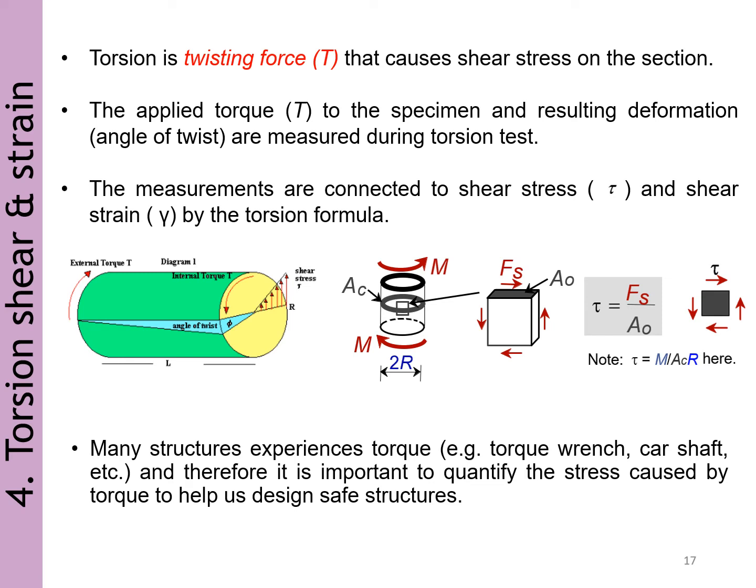The measurements are connected to the shear stress, denoted by tau, and the shear strain by the torsion formula. Torsional tests are normally performed on a cylindrical solid shaft or a tube. As you can see from this diagram, the shear stress tau is a function of the applied torque, whereas the shear strain is related to the angle of twist, denoted by the angle here.